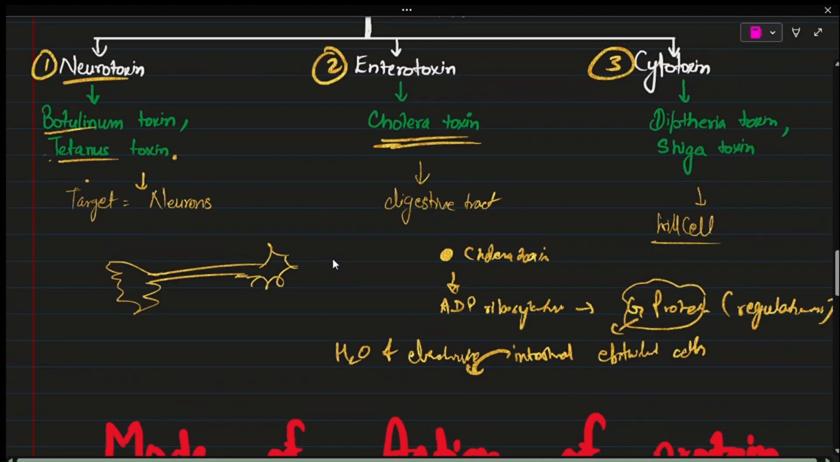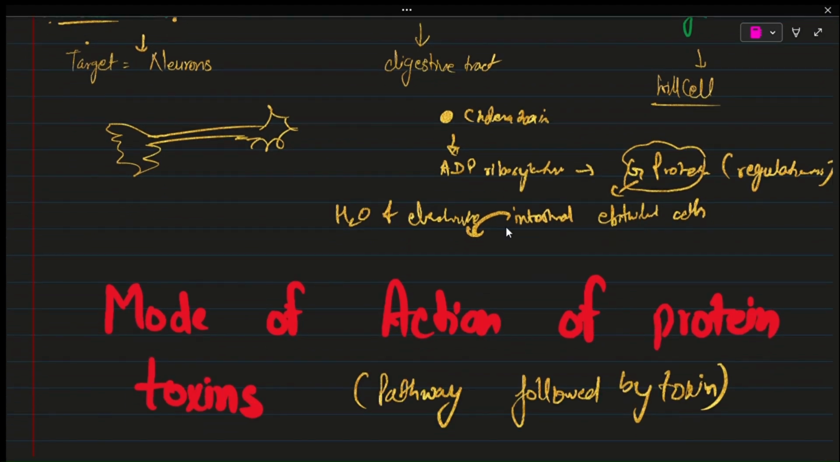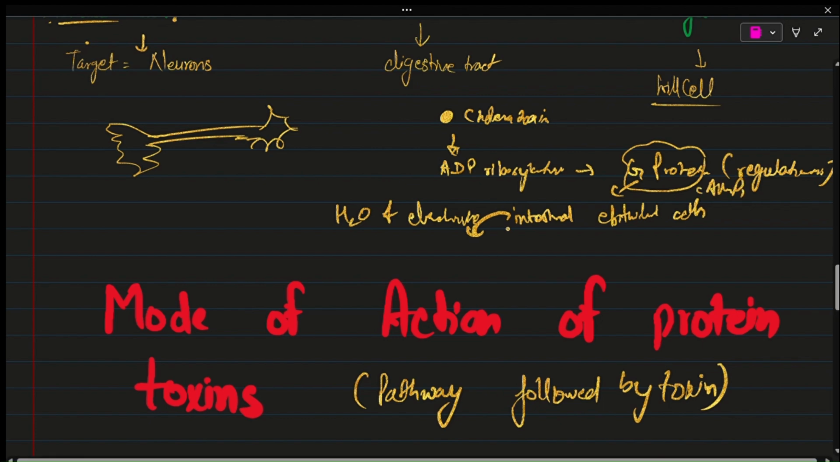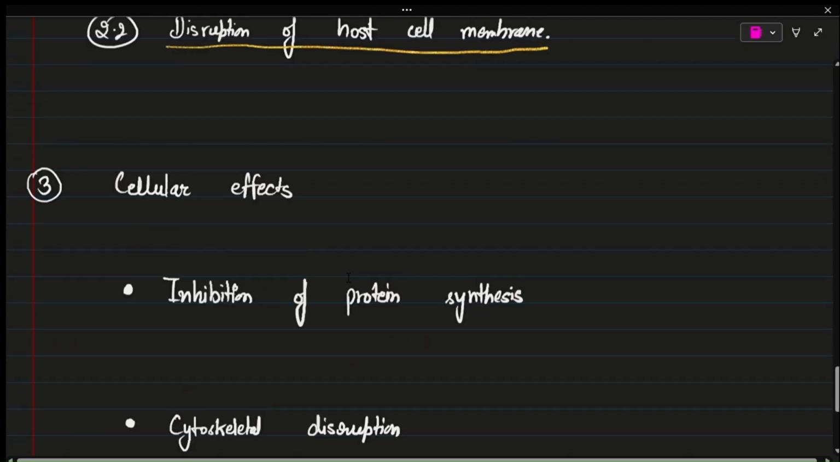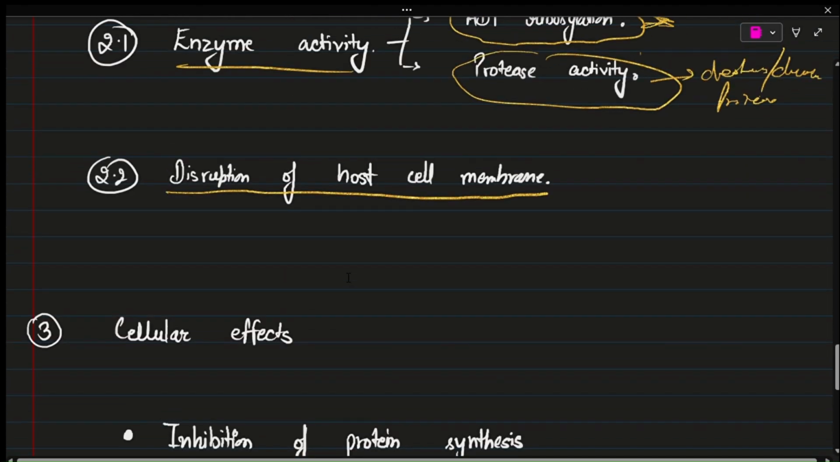Okay, as I have told you here in the example of cholera toxin, when ADP ribosylation occurs, cyclic AMP level increases. After the increase of cyclic AMP, then only the water and electrolytes will get released. Okay, so that was how it happens.